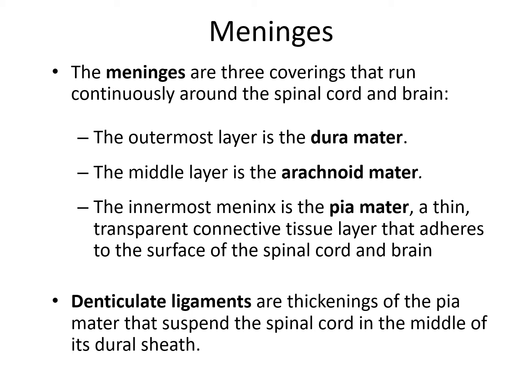This is tissue that's in direct contact with the spinal cord or the brain. Now I should point out that there should only be one T in mater, and it should be pronounced mater and not matter. It's a common mistake. Mater is Latin for mother. These are mothering tissues. They're nurturing tissues that help maintain the nervous tissue. We also have ligaments. These denticulate ligaments are thickenings of the pia mater that extend to the dura mater. And what they do is they help suspend the spinal cord, kind of float it within the cerebrospinal fluid.